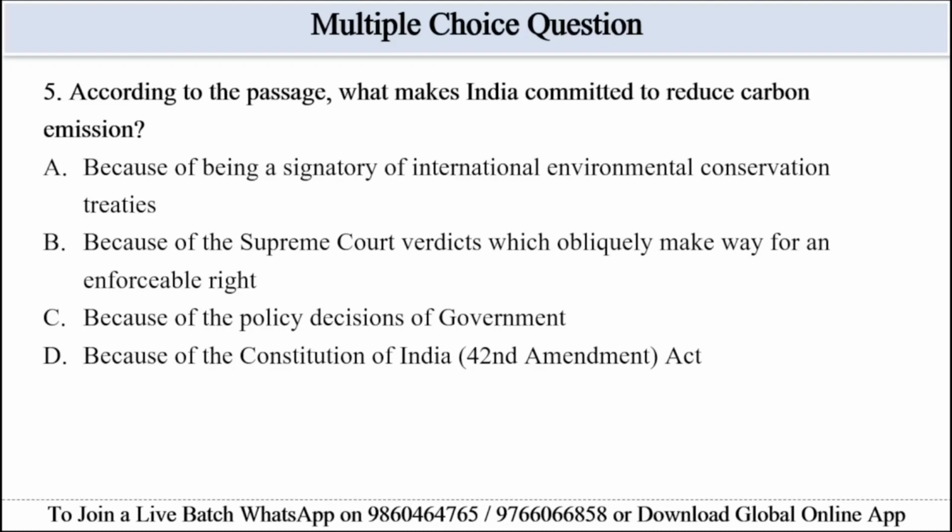Okay, the passage says India is a signatory of various international environmental treaties. India signed the Paris Agreement. It means because of being a signatory, India is committed to reduce carbon emission. So option A, because of being a signatory, matches the text. Supreme Court verdict is related but secondary. Option C, government policy, is derivative. And option D, 42nd Amendment, is domestic and non-international. That's why option A, because of being a signatory of International Environmental Conservation Treaty, will be the correct answer here. Let's move to the next question.